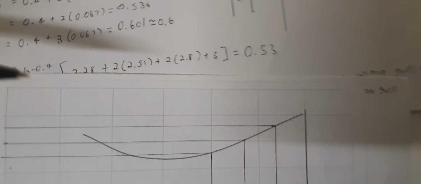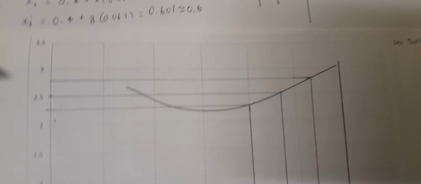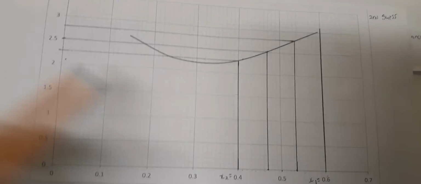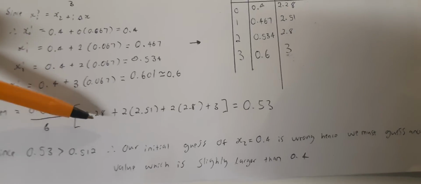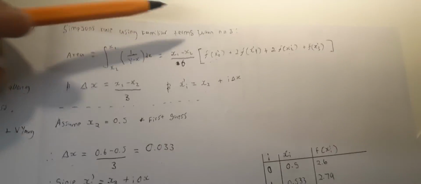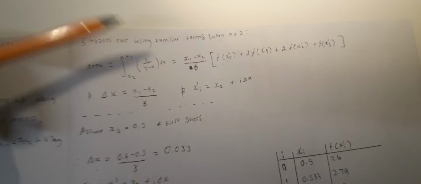And then from the graph, the job of the graph is to give us the f of x values, which is just 1 over y minus x. The 1 over y minus x values, we get them from the graph by just going through each x value, and then we tabulate them here. And then after finding these values, we put them on the Simpson's rule equation, which is here. And that's all.